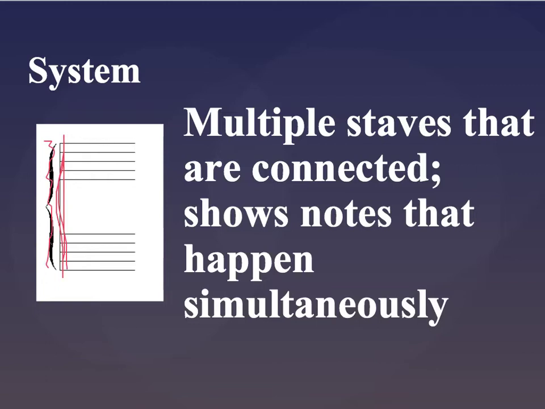Your definition, so word for word, what you need to know: you've got multiple staves that are connected. And what this does is it shows us that notes happen simultaneously. So while one person might be singing some music notes that are up here, another person will be singing music notes that are down here, right? So they line up and they happen at the same time, simultaneously.